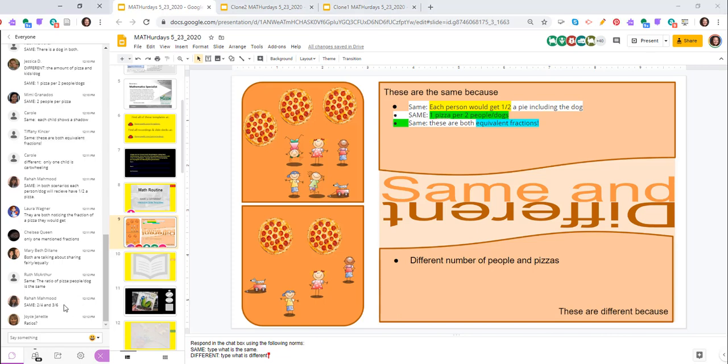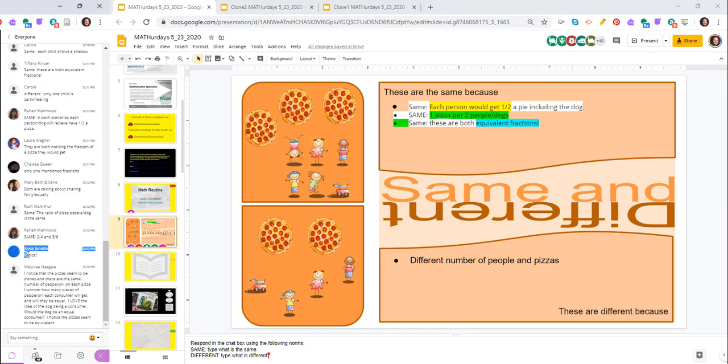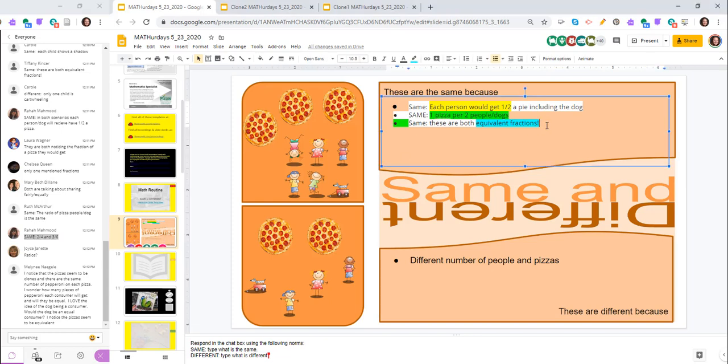Interesting. And then Raha has two different fractions on here. And I love this one. I'm going to actually put this in same and I'm going to put it in different. Raha, can you explain yours? And I'll highlight that in pink so we know that that one's yours.